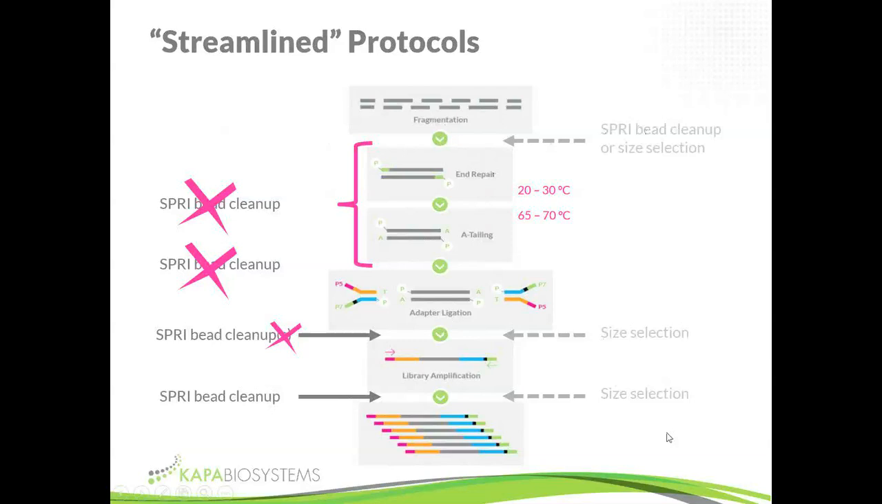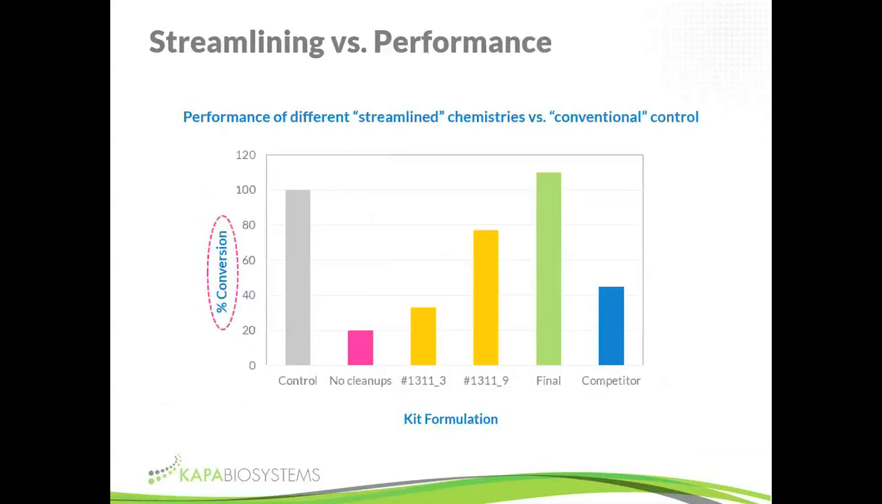If we look at streamlining versus performance, this is an interesting concept in evolution that we think of a lot, obviously, because Kapa employs evolution to evolve enzymes. But we know that evolution is sort of divergent. So if you focus on one aspect of something, you kind of lose the other one if you don't specifically select for it or focus on it. And so streamlining typically comes at a cost to performance. And this is what we saw.